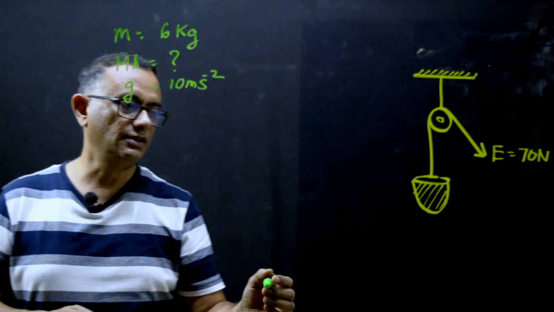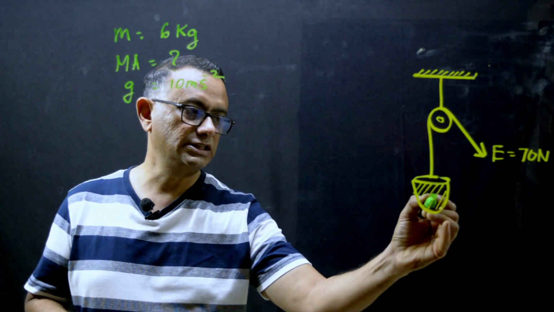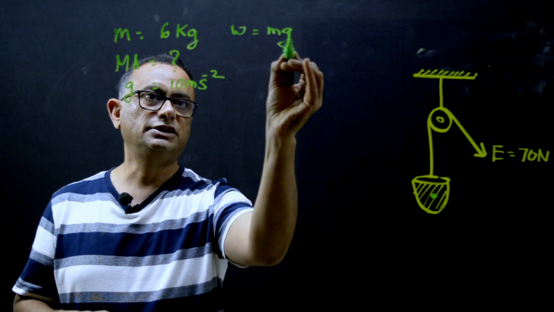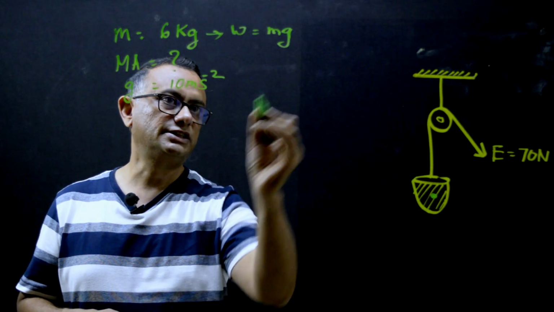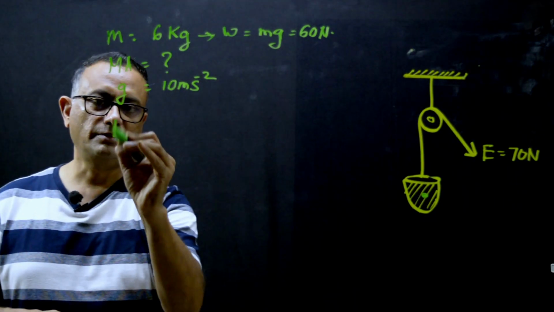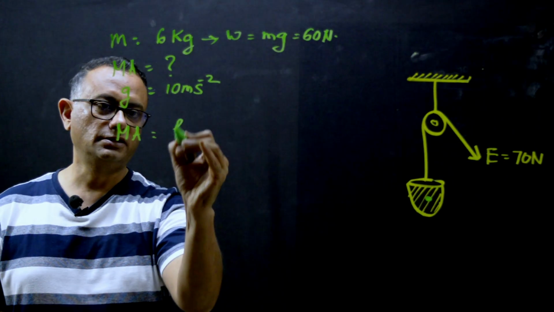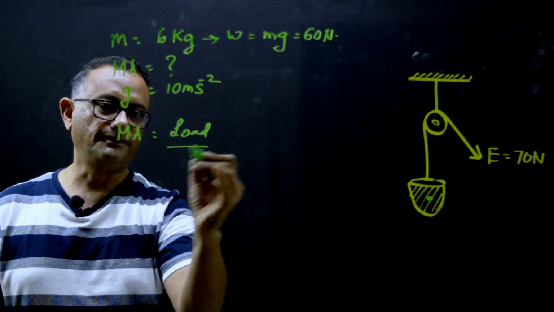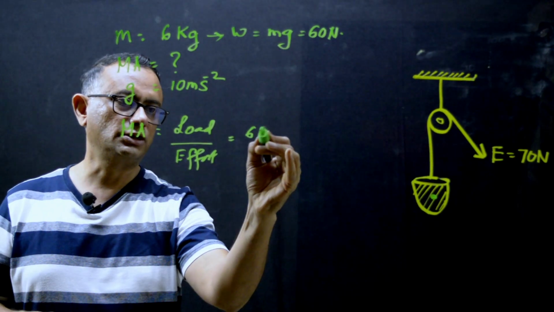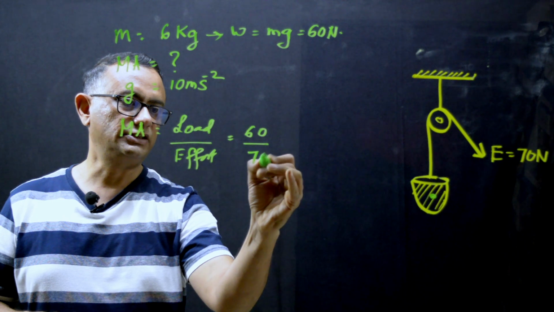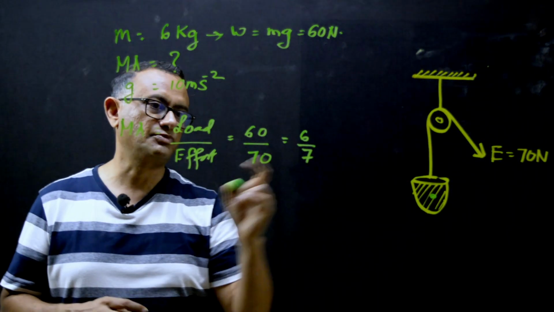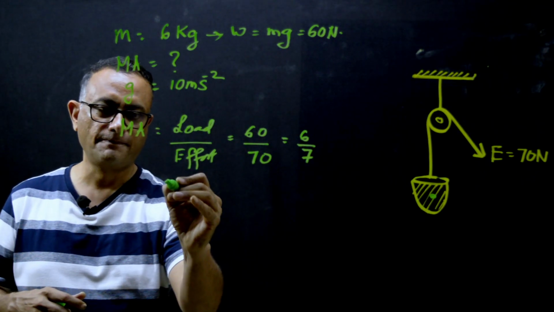So what is the weight here? Given that the mass of this is 6, the weight is going to be mg. Mg is going to be 6 into 10, 60 Newton. Then we can say mechanical advantage is nothing but the load divided by the effort. So we have 60 Newton divided by 70 Newton. That means mechanical advantage of this pulley system is 6 by 7, which is less than 1. Okay.